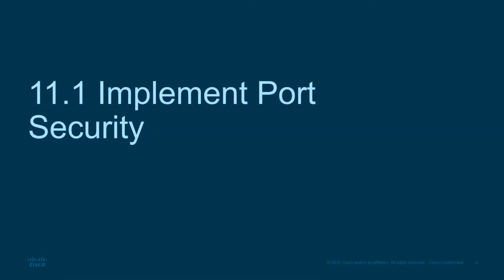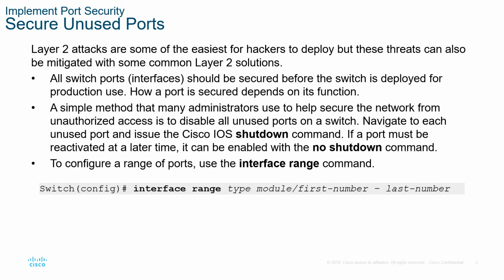Implementing port security. So layer 2 attacks are some of the easiest for hackers to deploy, but these threats can also be mitigated with some common layer 2 solutions. One of which is that it's very important if ports are not used, it's better to disable them. By default in Cisco switches, they are in the no shutdown state, so it's like the no shutdown command is enabled.